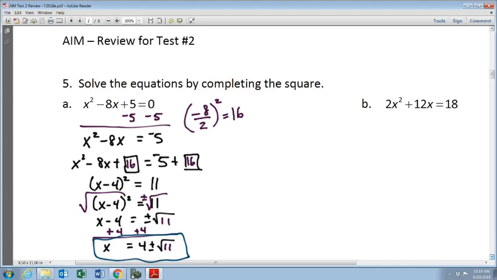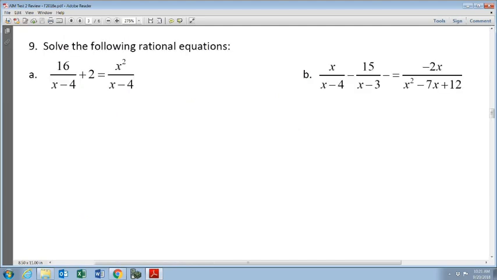Another thing to notice here is the square root of 11 is simplified, because 11, first of all, is not a perfect square, and there's no numbers you can divide 11 by that are perfect squares. And so this is simplified. We're done. All right, let's move on to the next problem that we're going to be doing here.